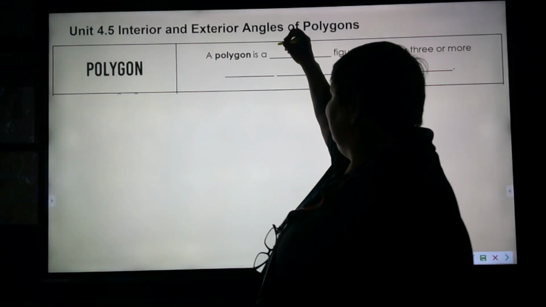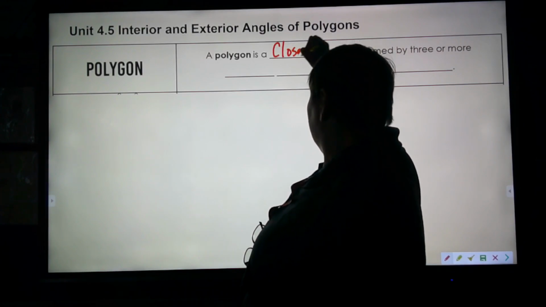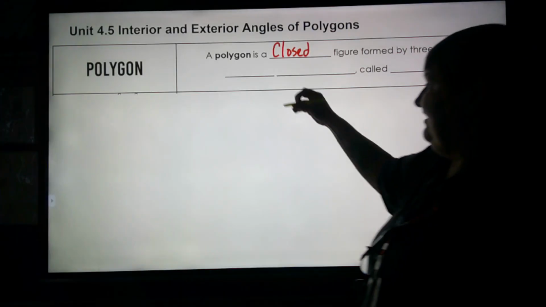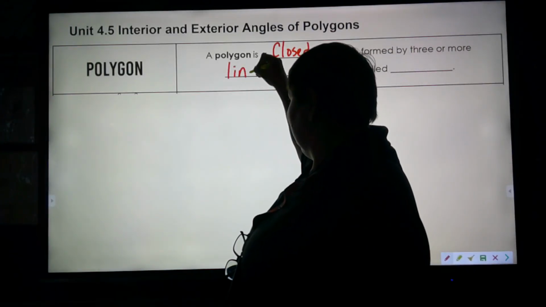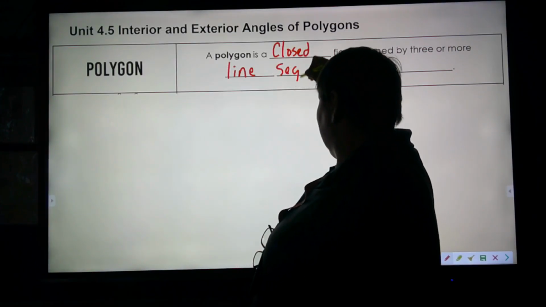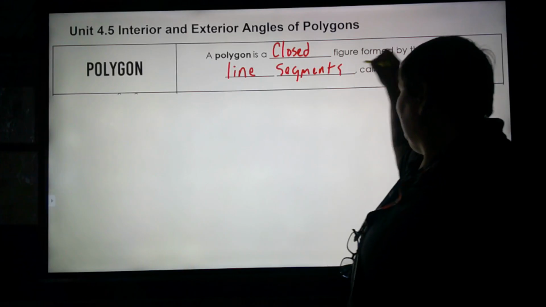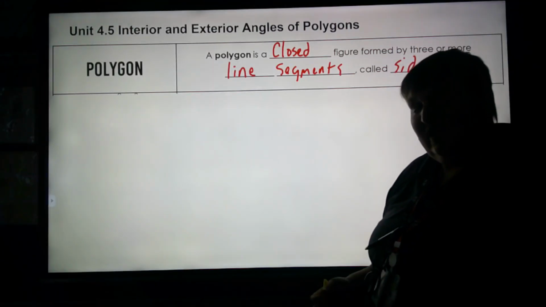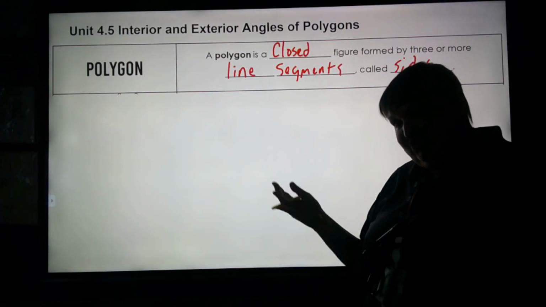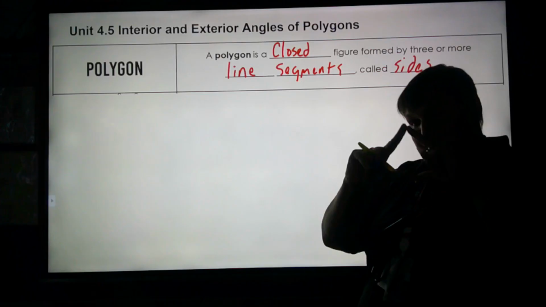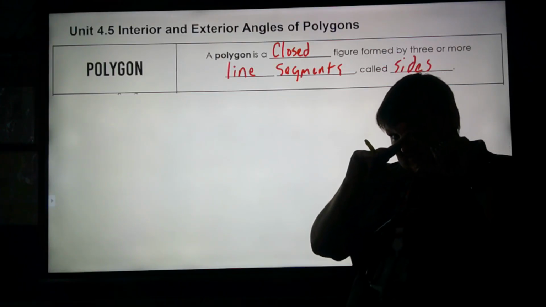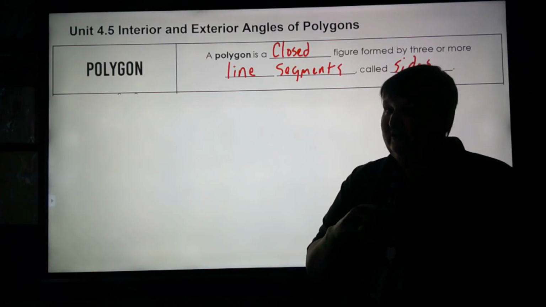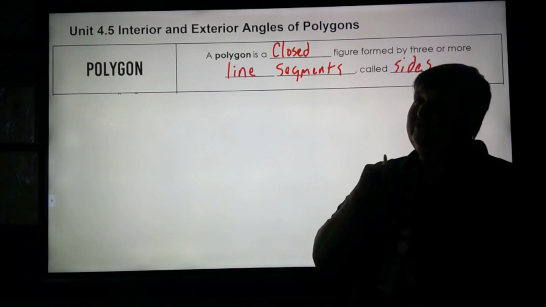A polygon is a closed figure formed by three or more line segments called sides. This means the smallest polygon is a triangle, because a triangle has three sides and it's a closed figure. It's important to remember that the smallest polygon is a triangle. We're going to use that.